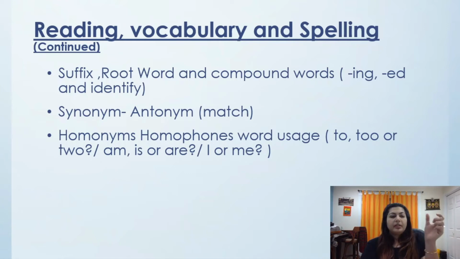And for homophones, they use similar sound words with a slash in the middle of a sentence. He is TO/TOO/TWO tired. So it's too tired with a double O, or to tired with a TO, or two tired with a TWO. And they also work on am, is, or are, I or me.